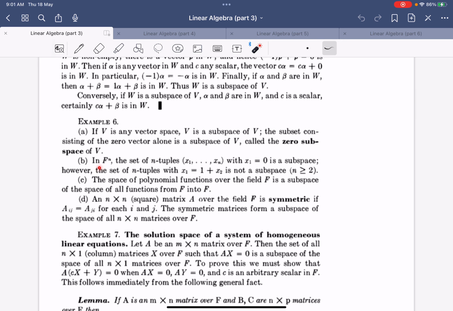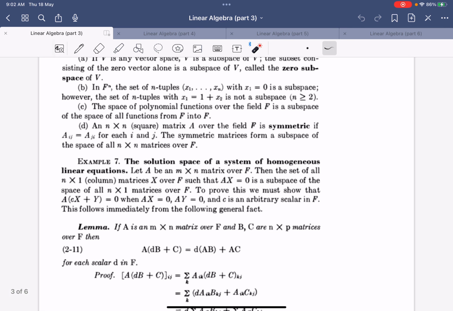And Fn is a set of n-tuples, and if this has a restriction such as the first coordinate being 0, it will also be a subspace. The space of polynomial functions is a subspace of all the functions. And the square matrices which are symmetric, meaning when you reflect along the diagonal you get the same entries, will form a subspace of the original square matrix space.